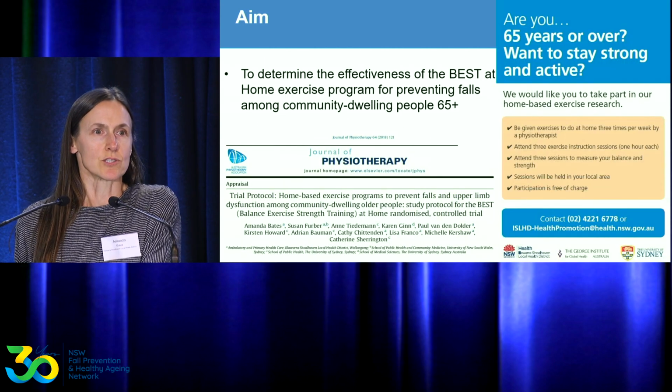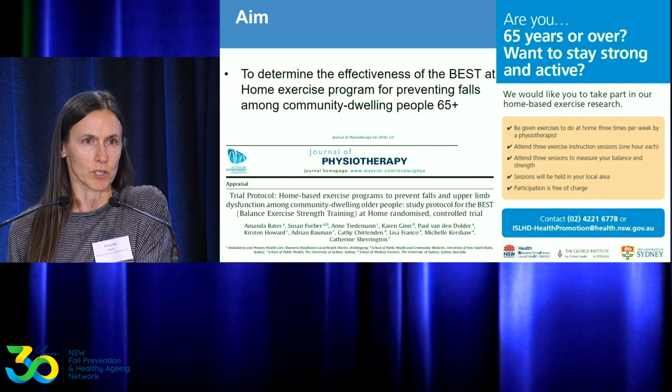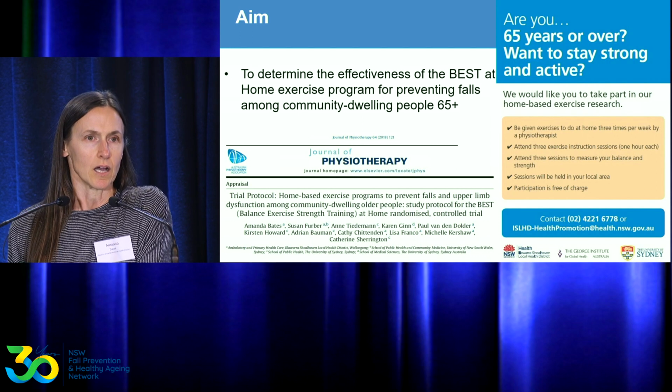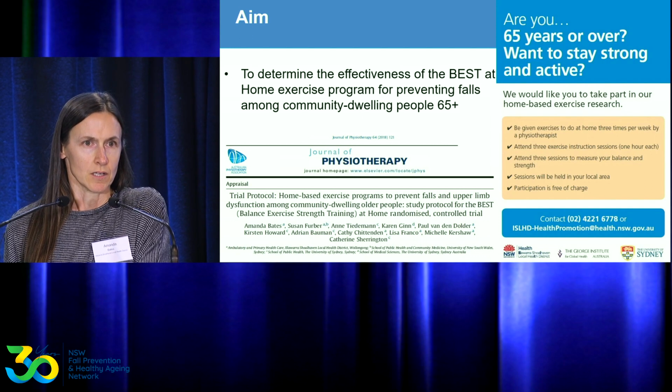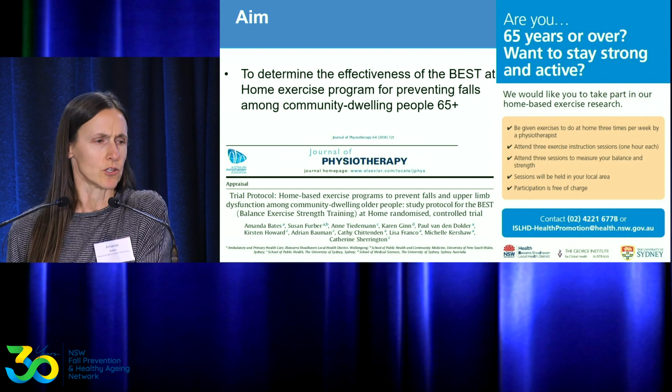So the aim of our study was to determine the effectiveness of Best at Home for preventing falls among community dwelling older people, and the trial protocol was published in the Journal of Physiotherapy. That's an example of our ad and flyer that we used recruiting participants. We had a very broad inclusion criteria for people 65 and over living in the community in the Illawarra and Shoalhaven regions. As mentioned earlier, we didn't talk about falls in the ad. It was mainly about staying strong and active. We had a huge response to those advertisements and promotions, and we recruited 617 people into the study.